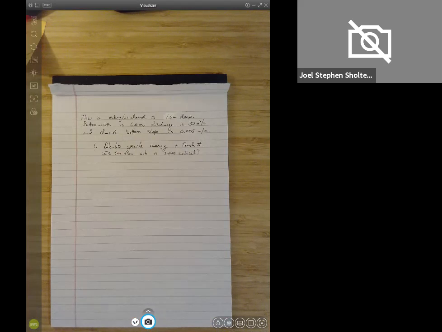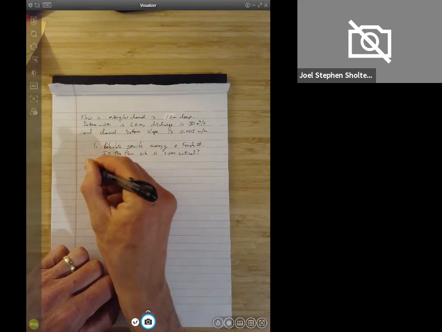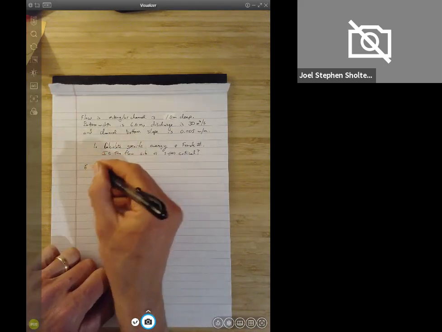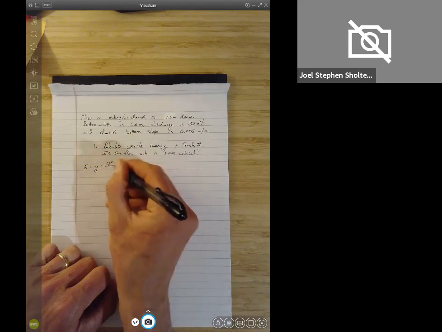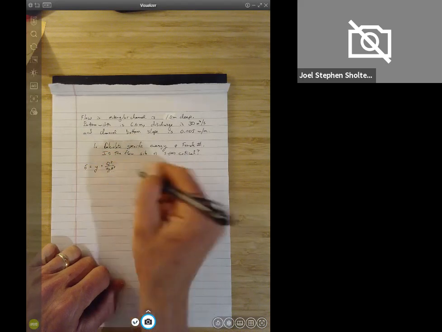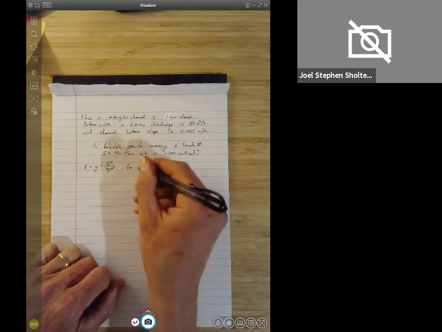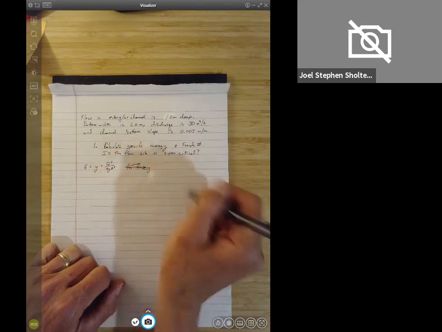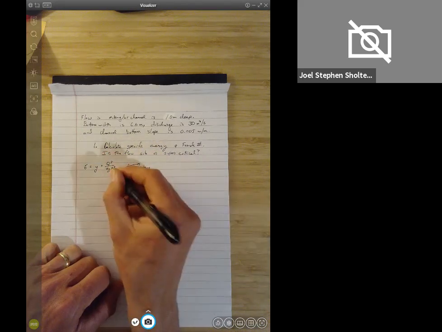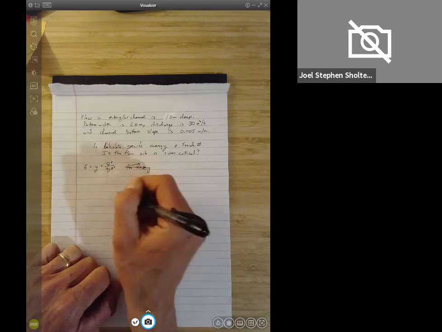Specific energy for rectangular channels is equal to y plus q squared over 2ga squared. Again, this is only for rectangular channels. Actually, that's not really true. This is for any channel, as long as you know what the area is, the flow.